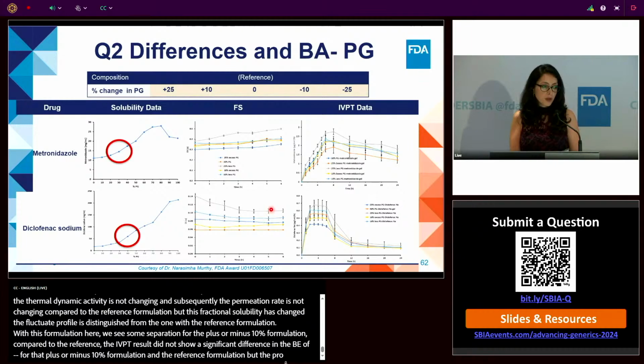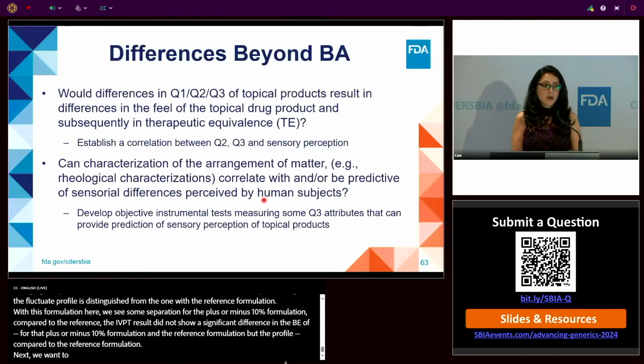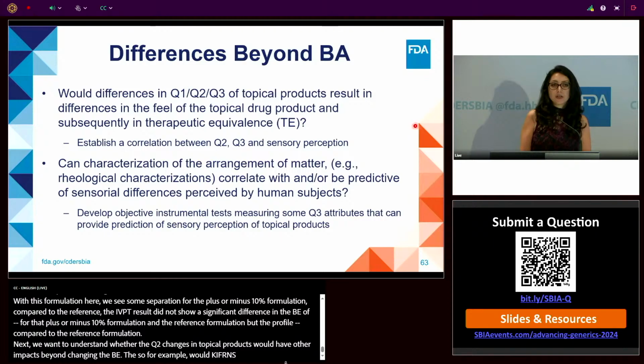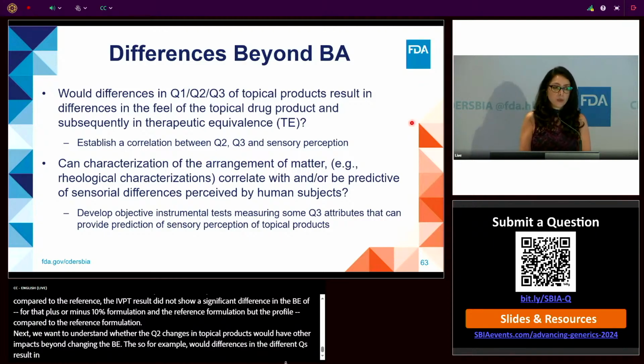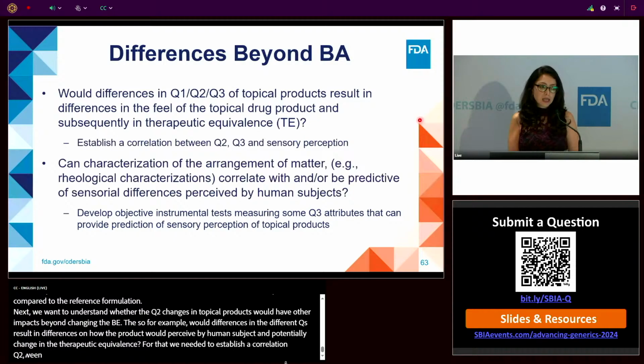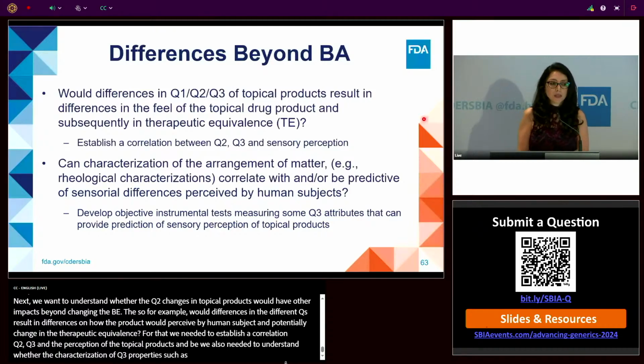Next, we wanted to understand whether the Q2 changes in topical products would have other impacts beyond changing the bioavailability. For example, would differences in Q1, Q2, Q3 of topical products result in differences in how the product would be perceived by human subjects and potentially change therapeutic equivalence? For that, we needed to establish a correlation between Q2, Q3, and sensory perception of topical products. And also we needed to understand whether the characterization of Q3 properties, such as rheological behavior of topical products, predicts the sensorial differences that may be perceived by subjects.